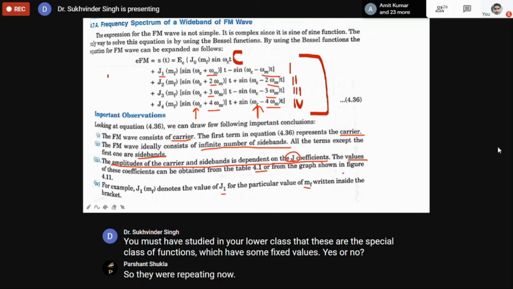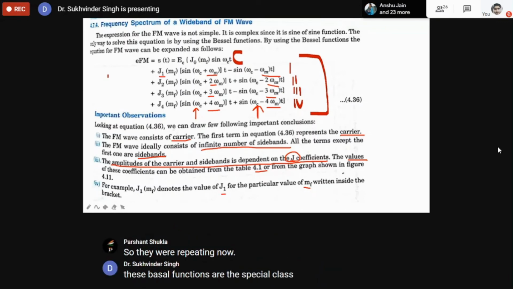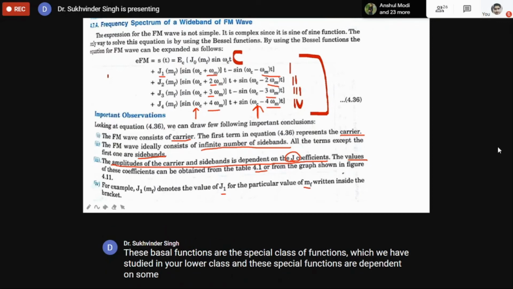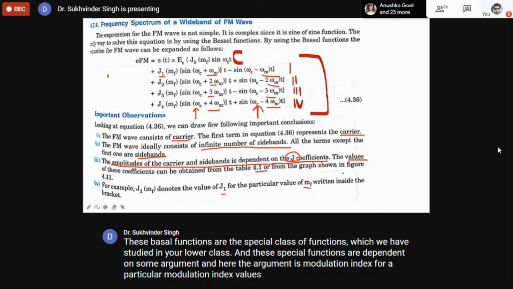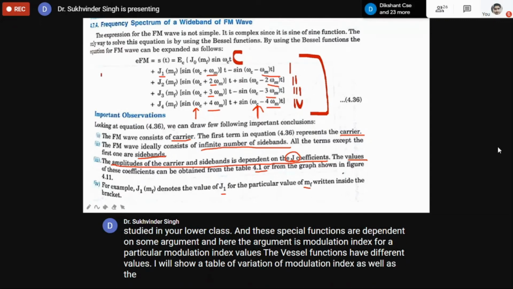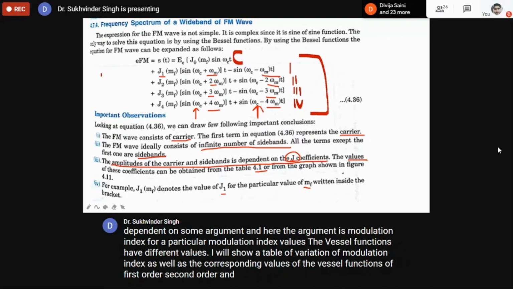These Bessel functions are the special class of functions which you have studied in your lower class, and these Bessel functions are dependent on some argument, and here the argument is modulation index. For a particular modulation index value, the Bessel functions have different values. I will show a table of variation of modulation index as well as the corresponding values of the Bessel functions of first order, second order, and so on.